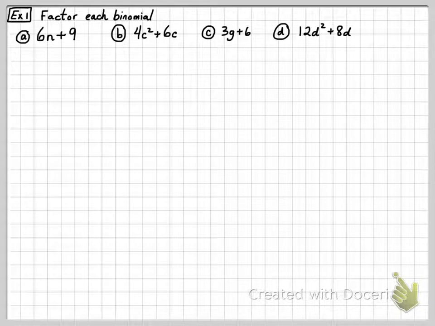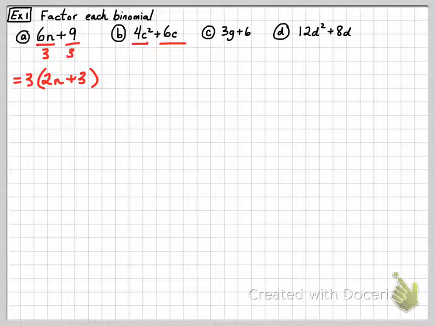In example 1, we're asked to factor each binomial. In A, 6n plus 9. Well, the biggest thing I can divide into both 6n and 9 would be 3. That's going to give me 3 times (2n plus 3).